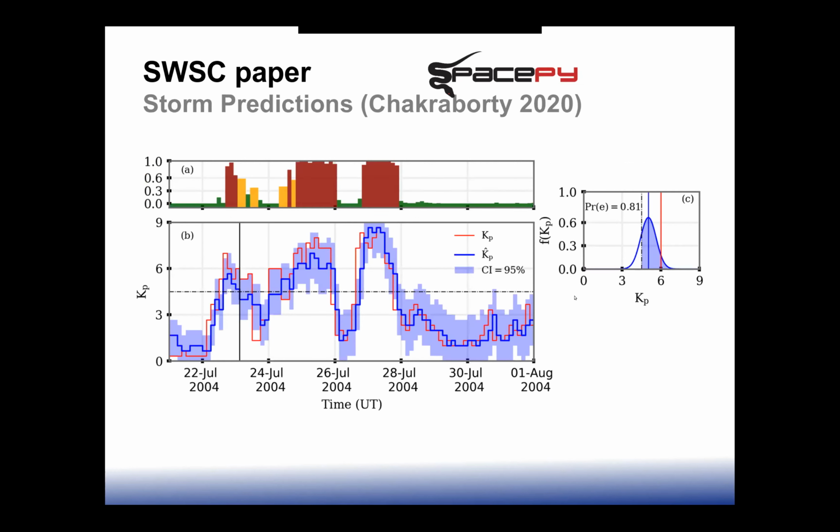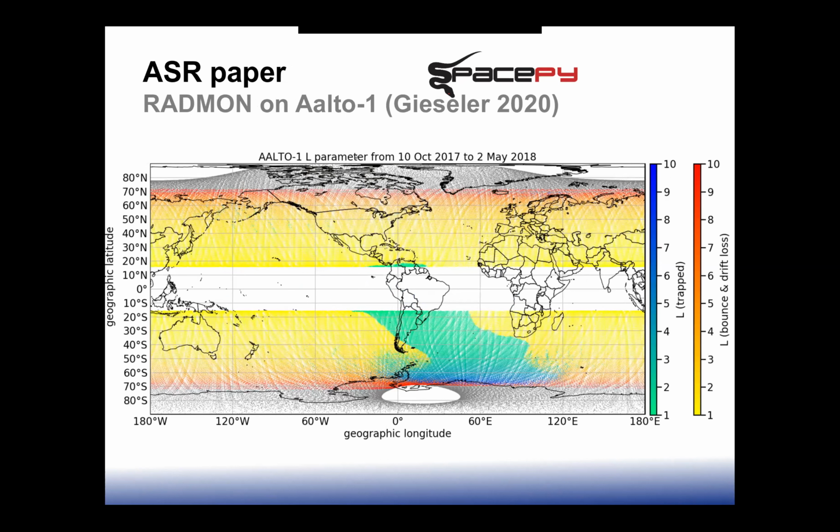There's a space weather, space climate paper using SpacePy for doing a statistical storm prediction. And you'll note this is not actually one of the SpacePy authors who did that. So it's nice to have people using it. There's an Advances in Space Research paper with some of the first results from a CubeSat.